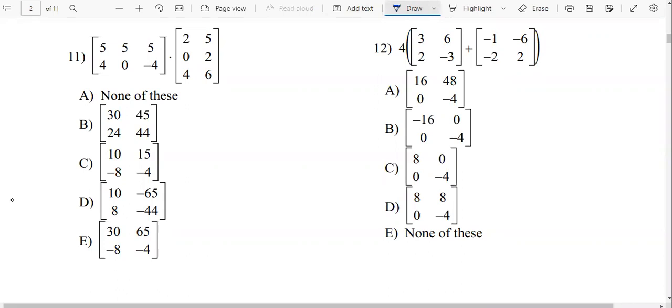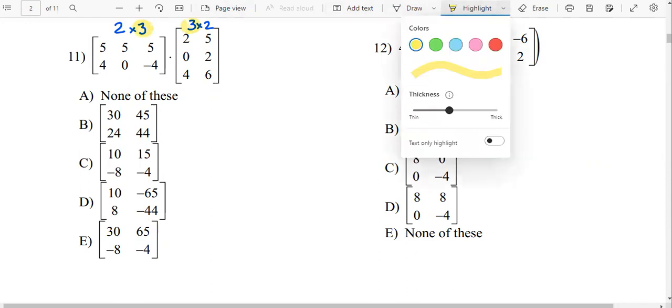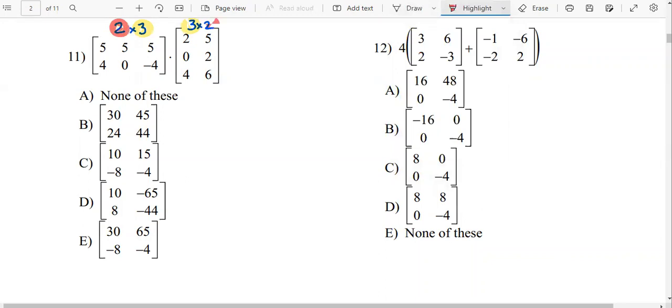If you would start with number 11, first of all, let's name these matrices to see if they multiply and what the result might be. So this is a 2 by 3 that's being multiplied by a 3 by 2. For us to be able to multiply them, these numbers have to be the same, and they are. So what does that mean about the dimensions of the product? It will be a 2 by 2.